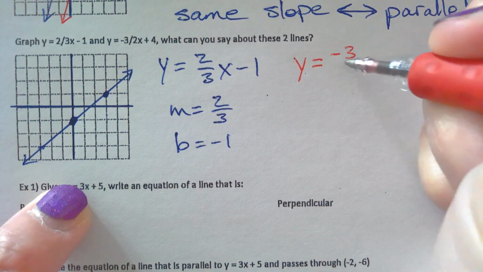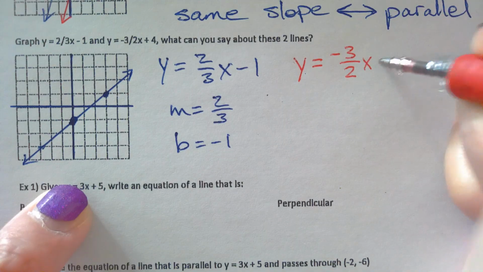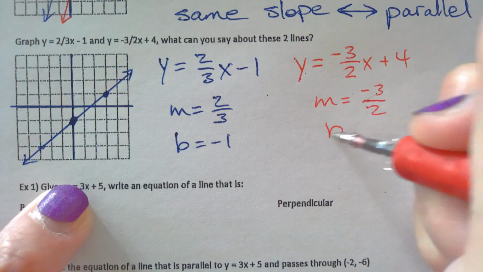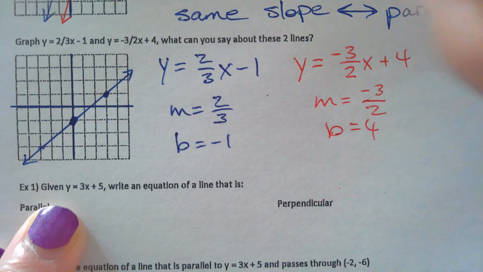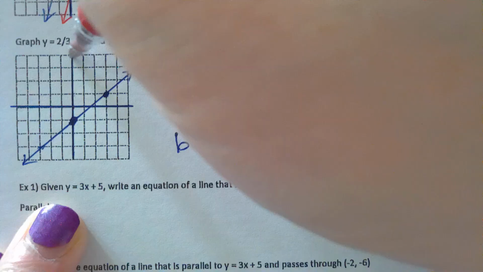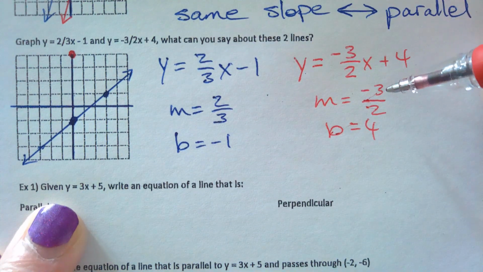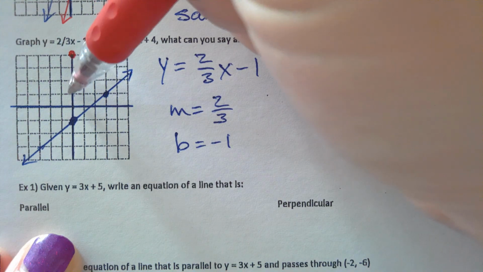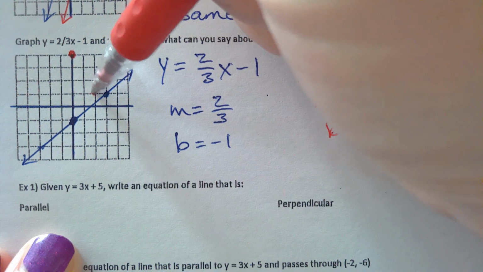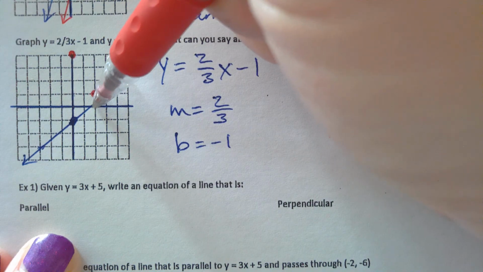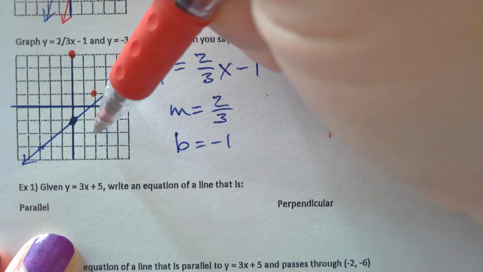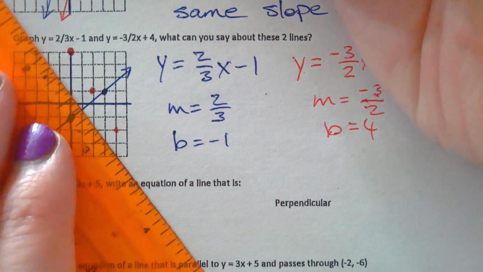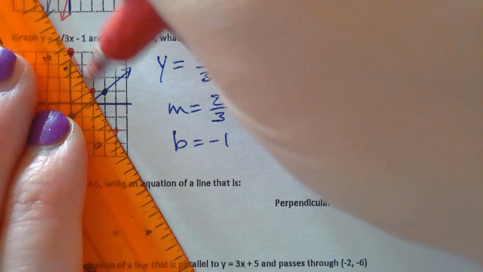And then the second line, negative 3 over 2x plus 4. M is negative 3 over 2. B is 4. So plot the 4. 1, 2, 3, 4. My slope is negative 3 over 2. So from that point, I'm going to go down 3, 1, 2, 3, and 2 to the right. I can do that again to get a more accurate line. Down 3, 2 to the right. And just like that, I have my second one.